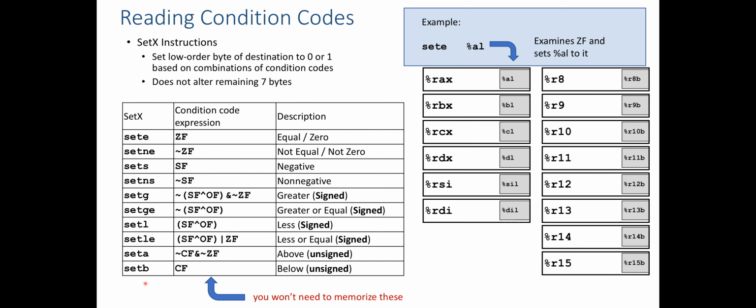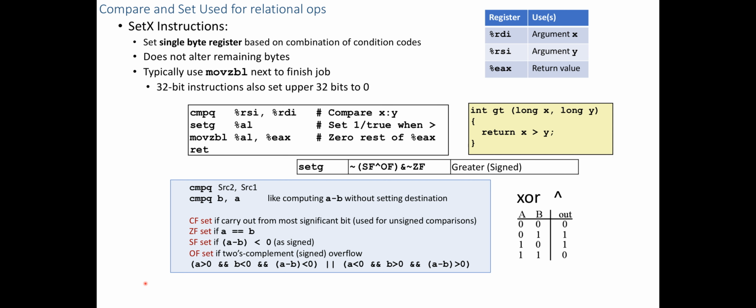So let's look at a code example now. So here we have a very simple function called GT, which takes in a long x and a long y, and it's simply going to return whether x is greater than y. You're going to see several of these in the activity, and you're going to play around with different ones and then look at this corresponding assembly code that goes with it.